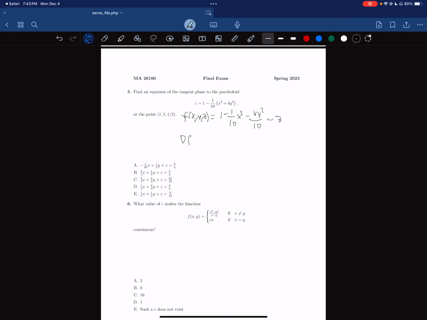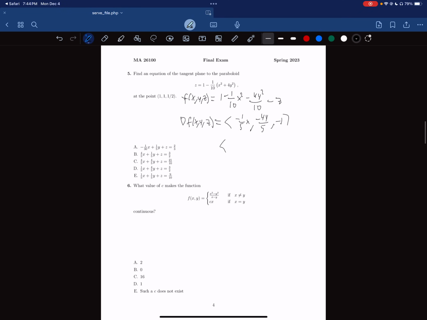Okay, and then of course grad f of x, y, z is our directional vector, given by negative 2x over 10, which is 1 over 5 x, negative 8y over 10, which is negative 4y over 5, and negative 1 here. And we're just going to plug in 1, 1, 1 half. The 1 half doesn't matter because our z is a constant anyway. So if we plug that in, our normal vector is going to be negative 1 over 5, negative 4 over 5, and negative 1.